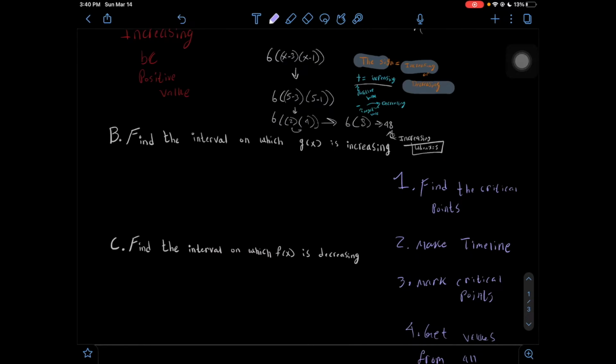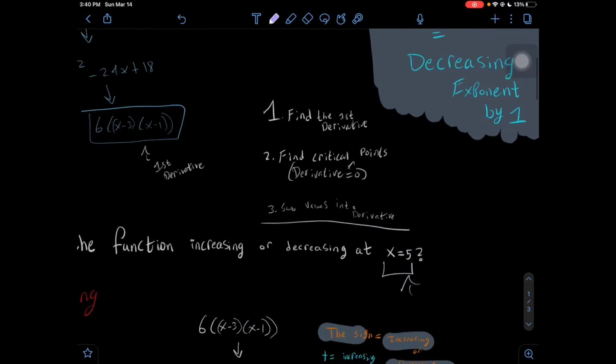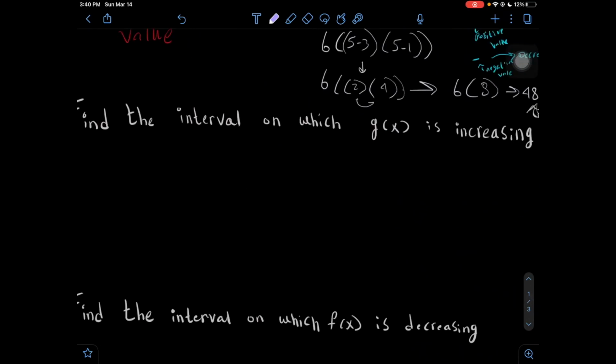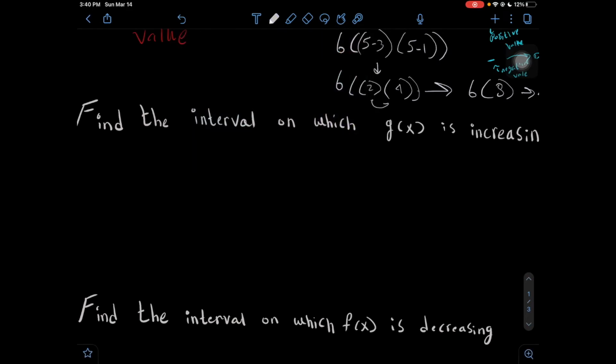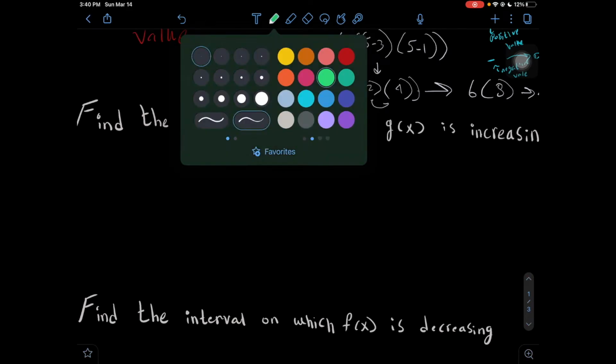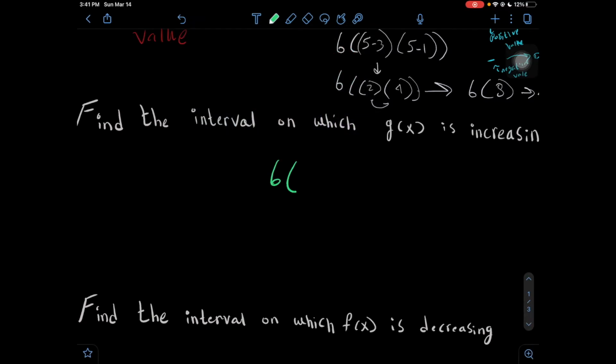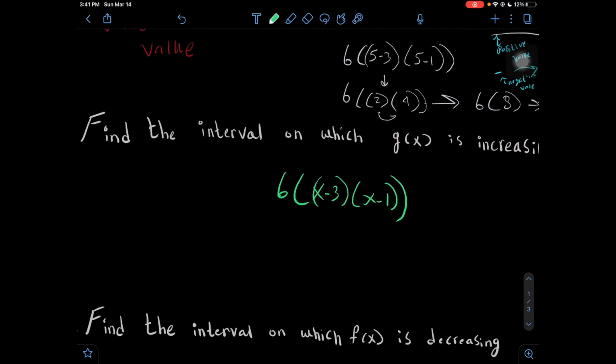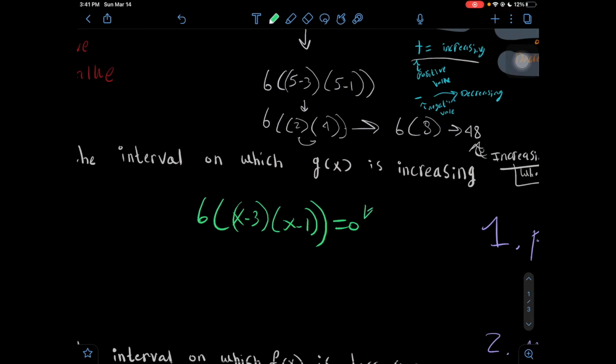So to find the critical points, as we said at the beginning of the video, you're going to set your derivative equal to 0. So let's write our derivative down here. So we have 6 times x minus 3 times x minus 1, and we're going to set this equal to 0 to find critical points.